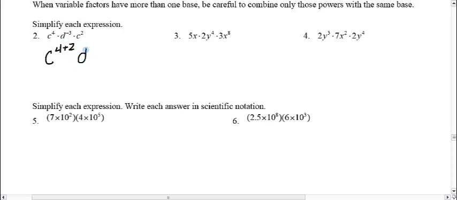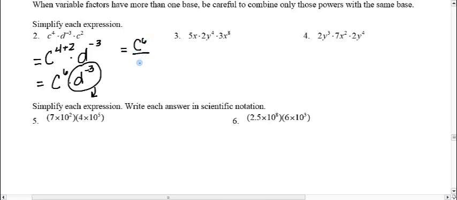And our d value has a negative, but we'll clean that up in the next step. We don't want to do too much in each step, so we want to do one thing at a time. So we get c to the 4 plus 2 times d to the negative third. So if we clean this up, we're going to get c to the 6th times d to the negative third. Now let's take care of that negative 3 value. Remember, the negative exponent tells us to take that base and move its position, in which case it's going to go to the denominator. So c is going to stay in the numerator, so c to the 6th divided by d to the 3rd power. And again, now it becomes positive because we moved its position.